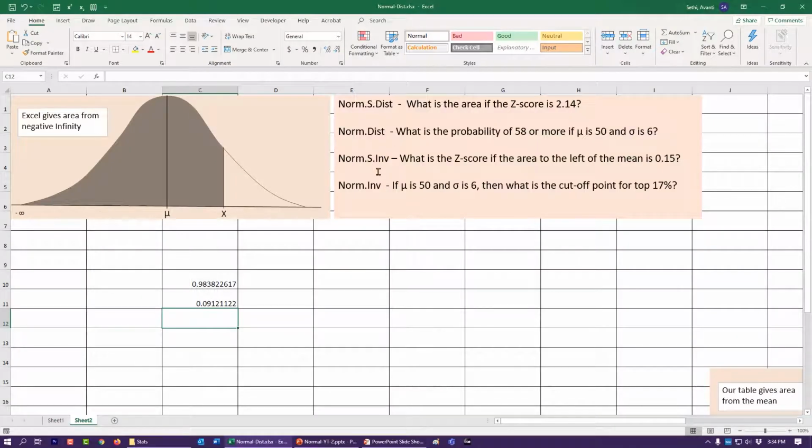NORM.S.INV. What's the z-score? The area to the left of the mean is 0.15. Now this is tricky. Don't jump. Think first. Draw a picture. Left of the mean, that means that's the mean here. Left of the mean is 0.15. That means somewhere out here, this is 0.15. From there to there is 0.15. We need to put an area in this function.